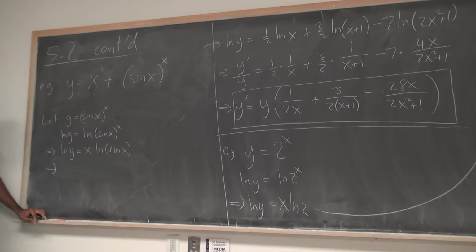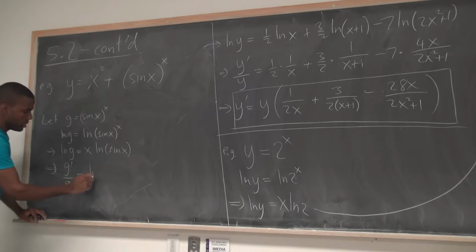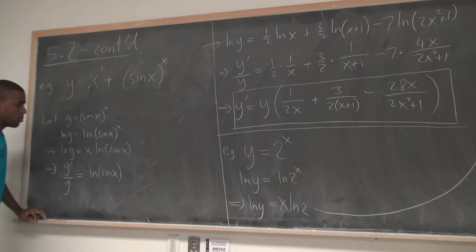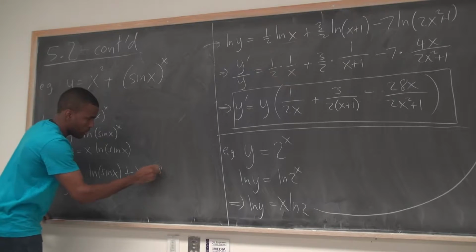Now if I differentiate both sides, what do I get? g prime over g. Differentiate that. ln sine x first, plus x times 1 over sine x multiplied by cos x. So x cos x over sine x, cosine x over sine x.